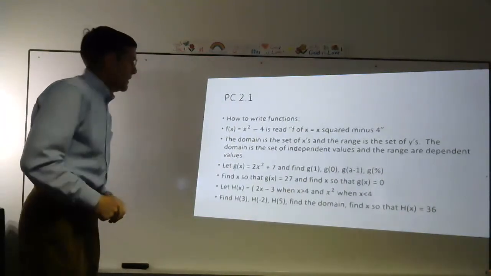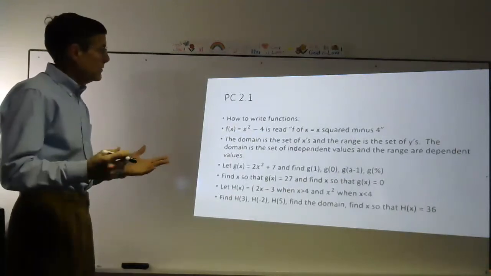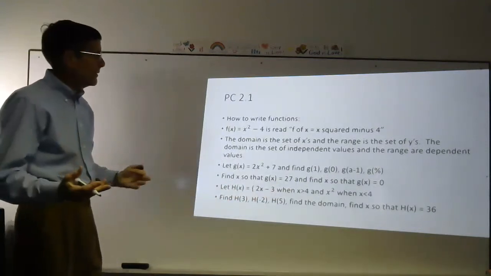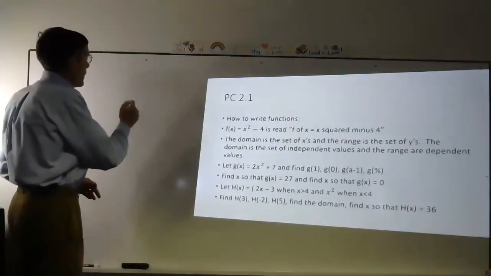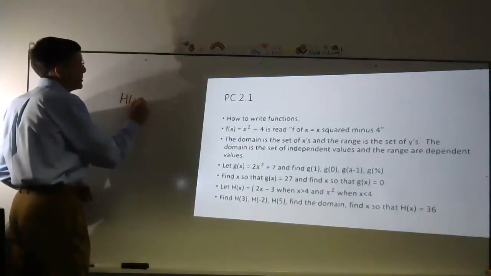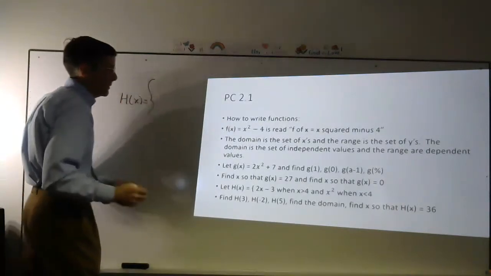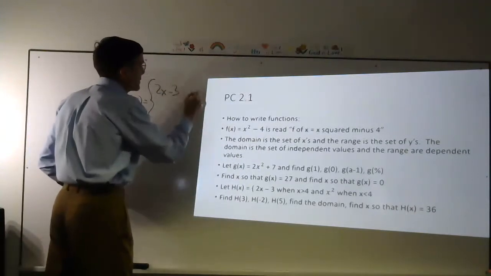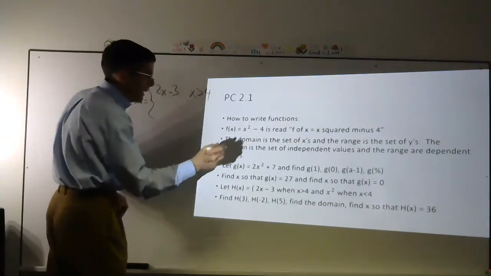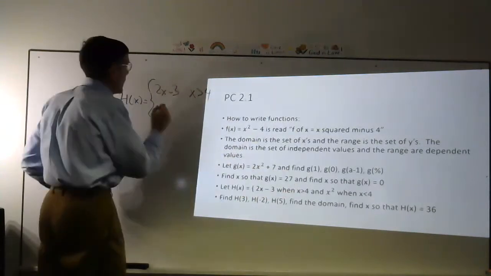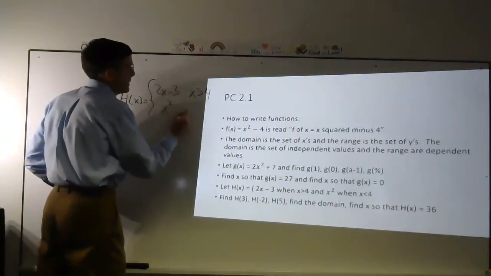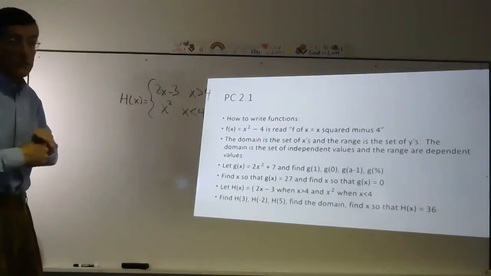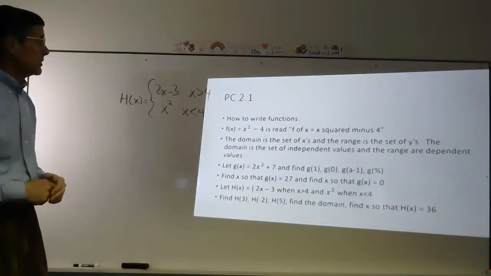Let h of x. Now, this is called a split function or a piecewise function. I wrote it this way just because in PowerPoint it's fairly tricky to write it the other way. The way this would normally be written: h of x is equal to, bracket, 2x minus 3 when x is bigger than 4, and x squared when x is less than 4. It's a two-part function called a split function or a piecewise function. All right?